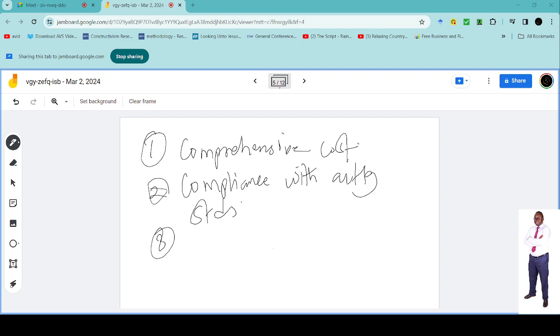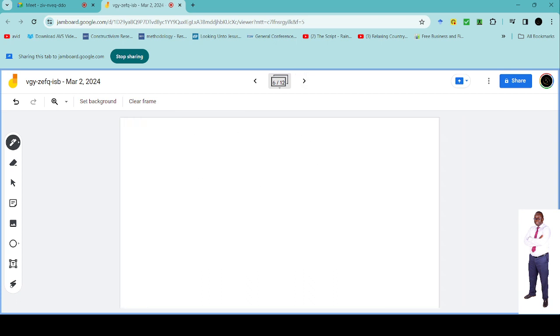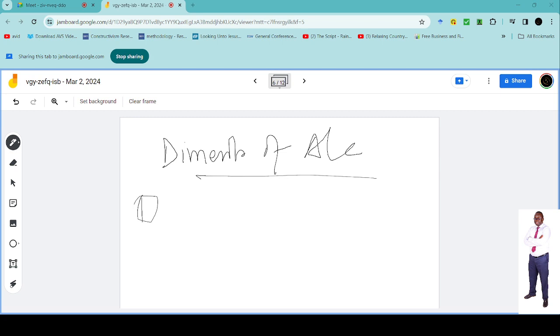However, it also has the following disadvantages. We could highlight a few of them. It has some disadvantages, or what some people call the demerits of using absorption costing. I would just have them for our information.